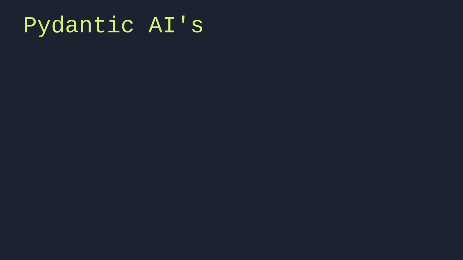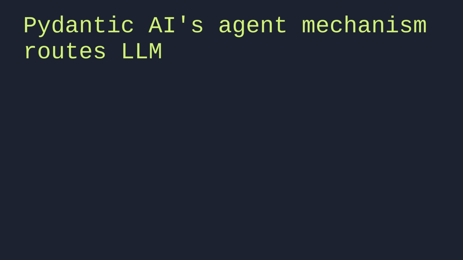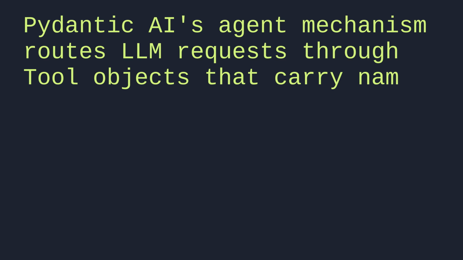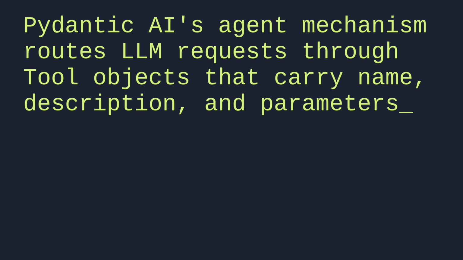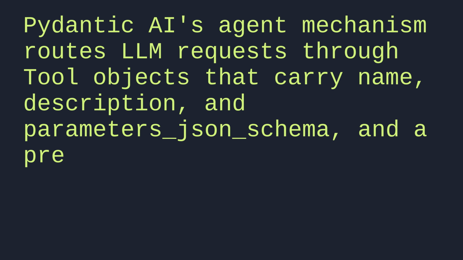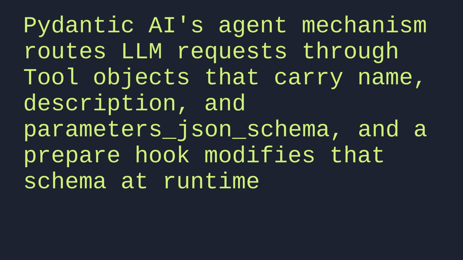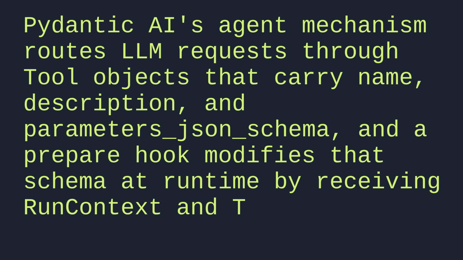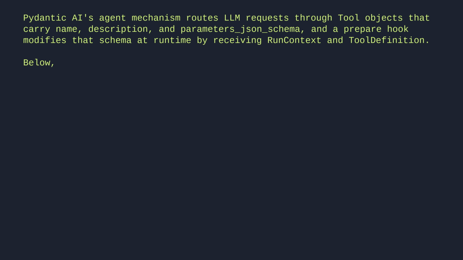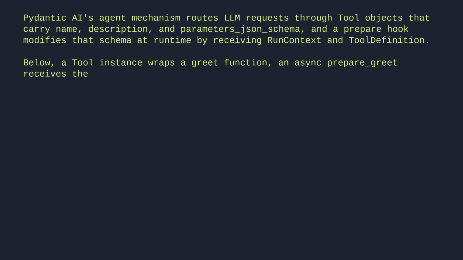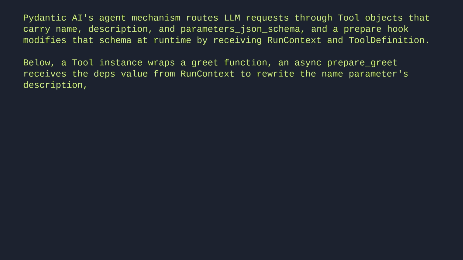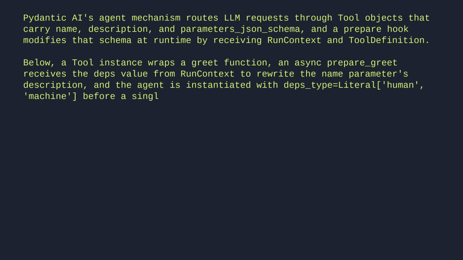Pydantic AI's agent mechanism routes LLM requests through tool objects that carry name, description, and parameters JSON schema. And a prepare hook modifies that schema at runtime by receiving RunContext and tool definition. Below, a tool instance wraps a greet function, and a sync prepare greet receives the deps value from RunContext to rewrite the name parameter's description. And the agent is instantiated with deps type equals literal human machine before a single synchronous run.